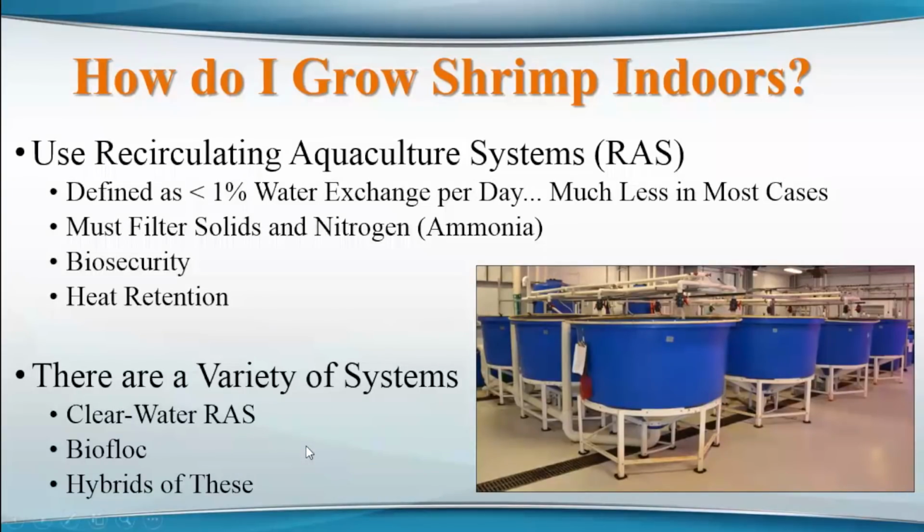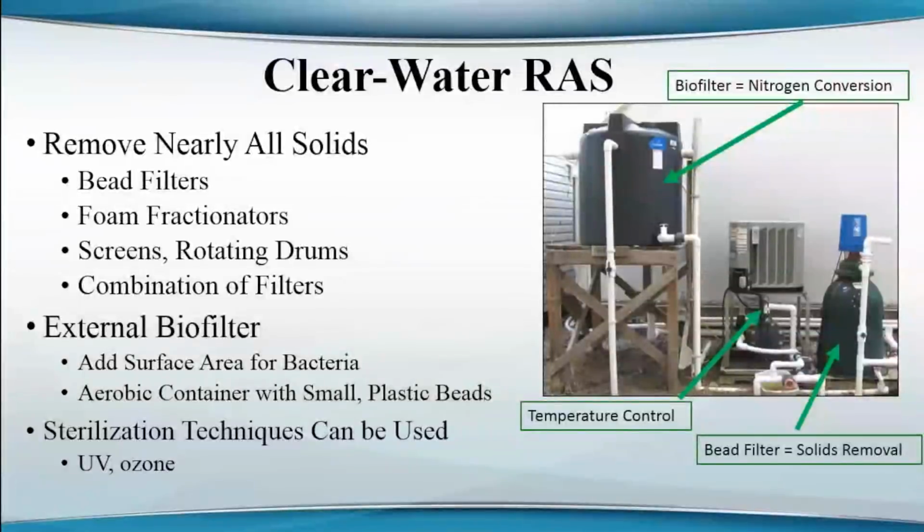And so there's a variety of systems to think about when you want to use recirculating technologies. There are three general types. There's a lot of different combinations of filters and various things you can use, but generally people use clear water recirculating aquaculture systems, Biofloc systems, and some hybridization of those two types of systems.